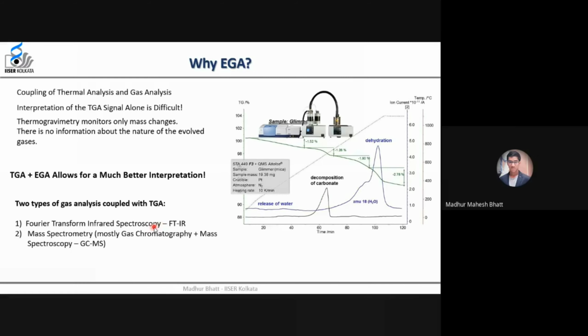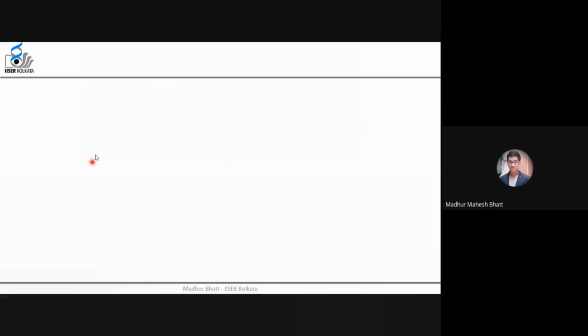So there are two types of EGA techniques. First is the FTIR, Fourier transform infrared spectroscopy, and second one is the mass spectroscopy. It can be coupled with GC, and GC will separate out the gases. So I will talk about them in detail now.